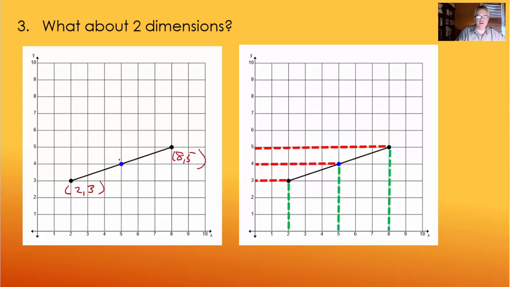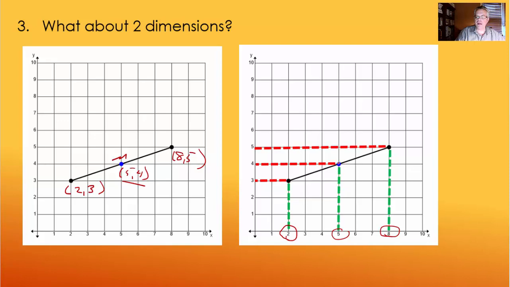And this blue dot right here is the midpoint, and we see its coordinates are 5, 4. So I want to think, how do we get 5, 4 from the two endpoints? Well, take a look at this diagram here. This is the same segment. The first endpoint has an x-coordinate of 2. The second endpoint has an x-coordinate of 8. The midpoint's x-coordinate is halfway in between those.